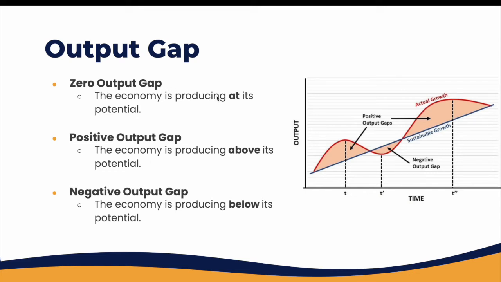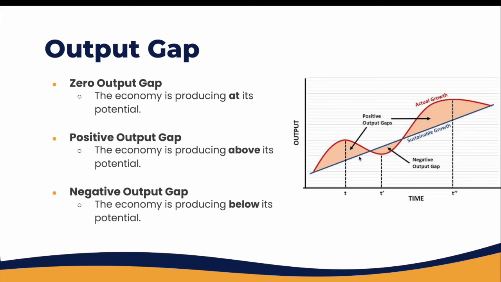For zero output gap, the economy is producing at its potential. So it's when actual growth is equal to sustainable growth. Then for positive output gap, the economy is producing above its potential. So as we can see here, actual growth is above sustainable growth. And then negative output gap, the economy is producing below its potential, as we can see here.